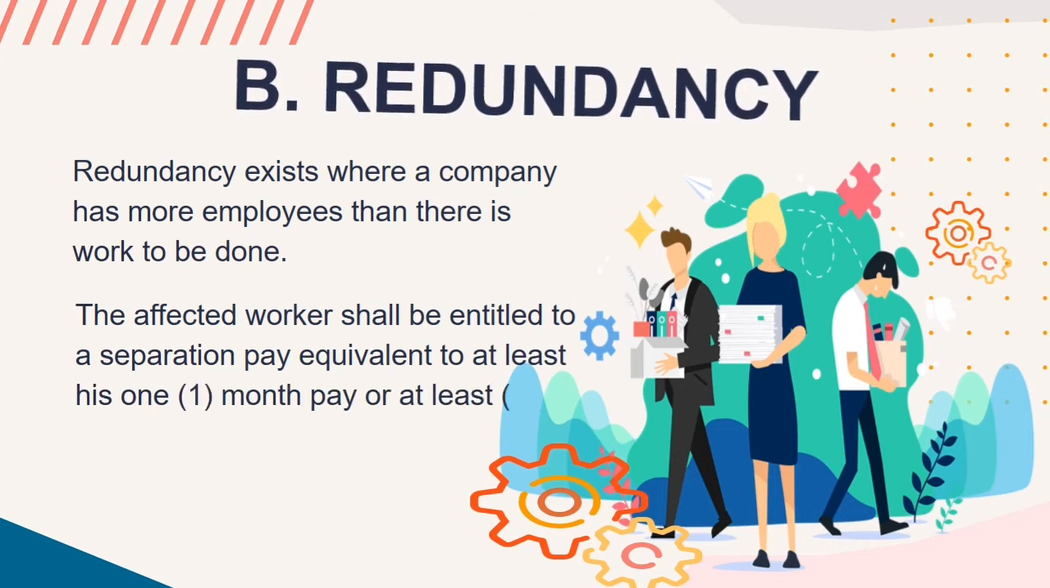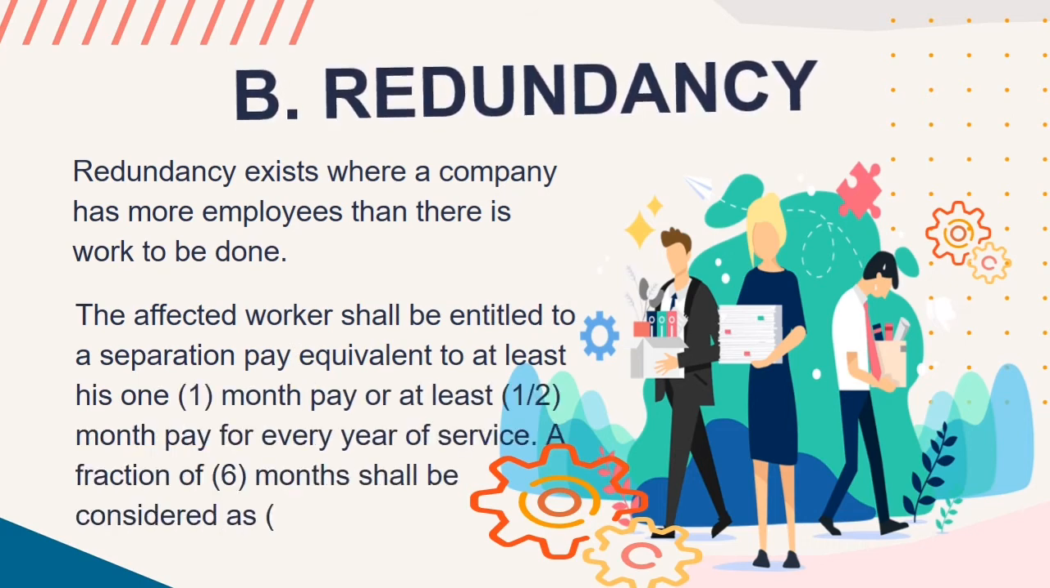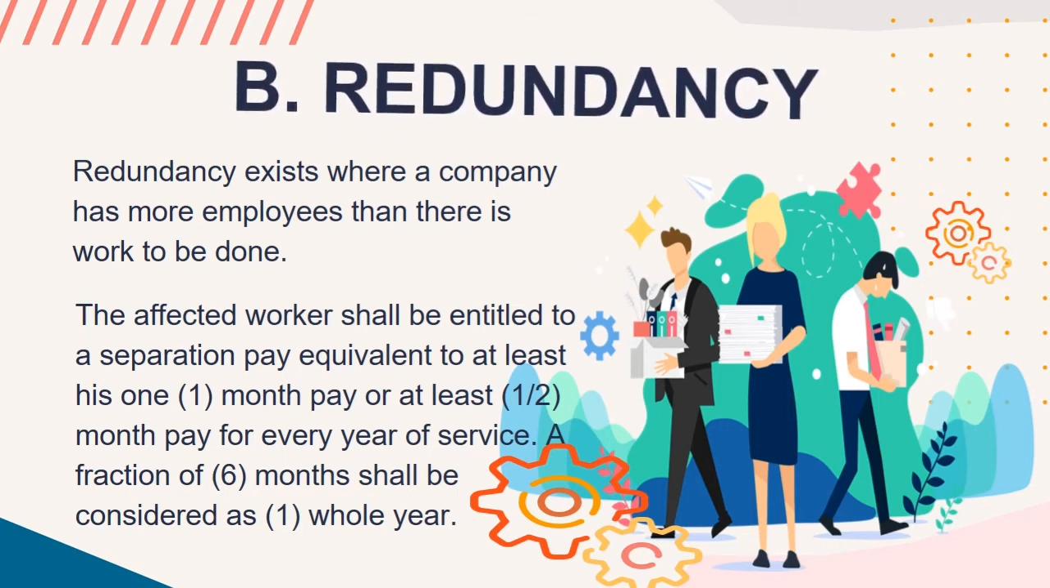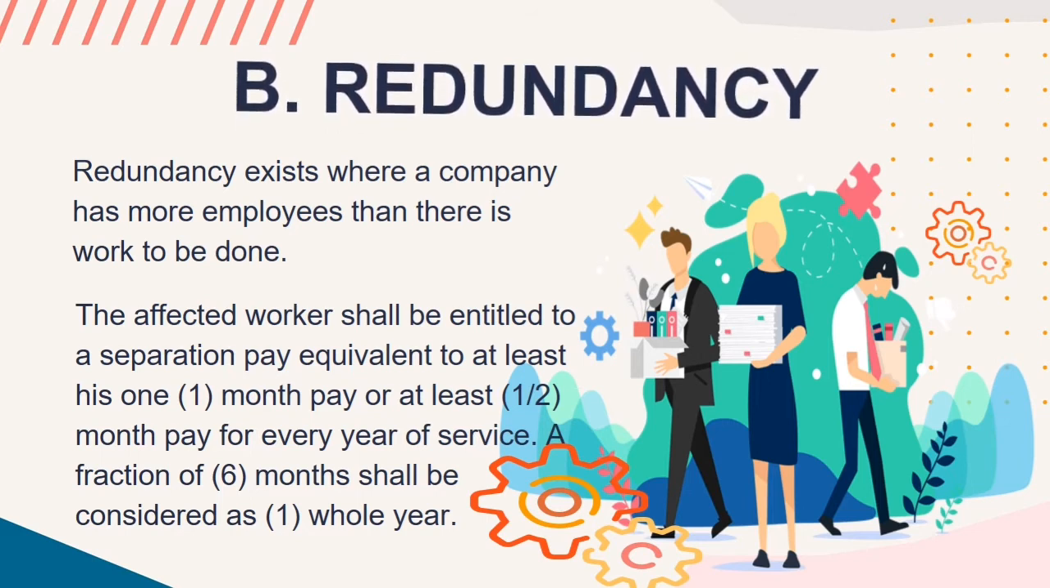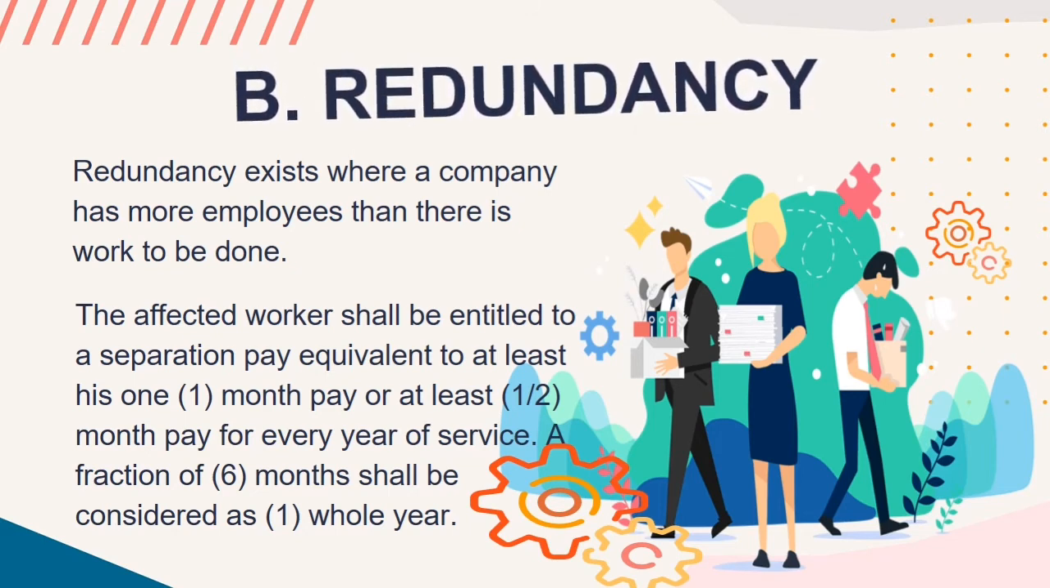Then the second one is redundancy. This exists when a company has more employees than there is work to be done, or it might be called overhiring of workers, or decreased volume of business. In this case, class, the affected worker shall be entitled to a separation pay equivalent to 1 month pay or at least 1/2 month pay for every year of service, and a fraction of 6 months shall be considered as 1 whole year.